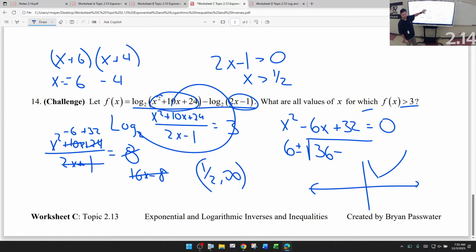However, this thing's not defined from negative infinity to infinity, because this over here has to be greater than -6 and greater than -4, and this over here has to be greater than 1/2. Because this has to be greater than 1/2, I don't care about that being greater than -6 or -4, because we know we've got to be greater than 1/2. Cool.